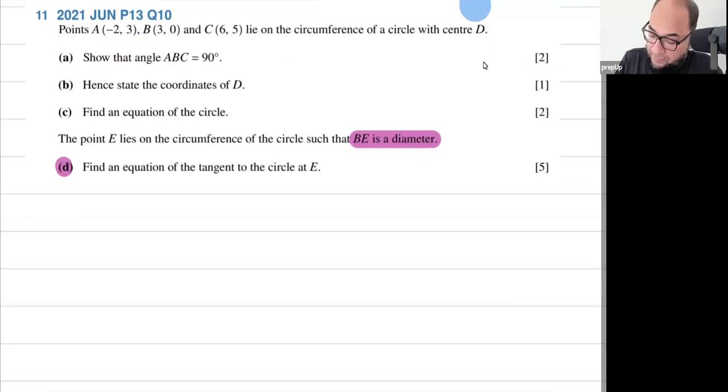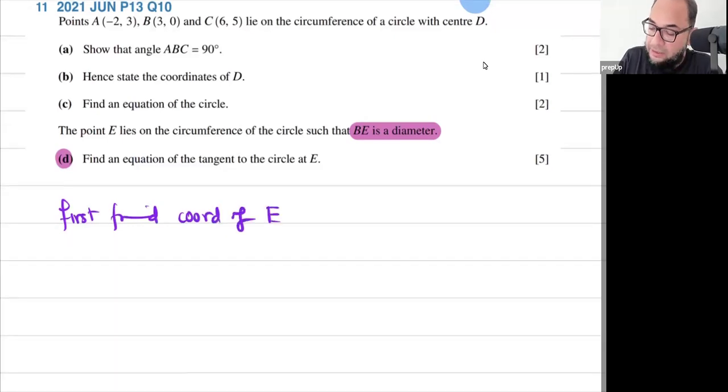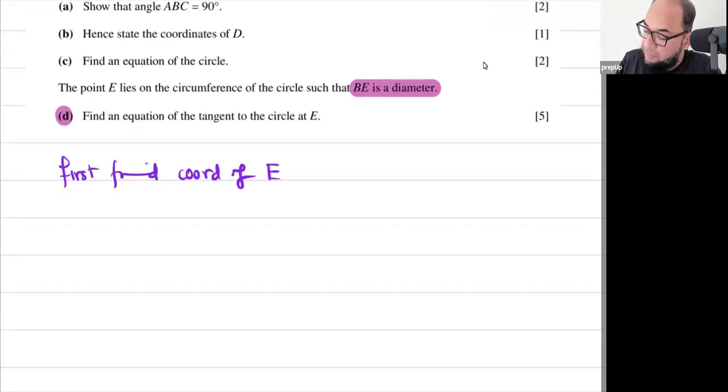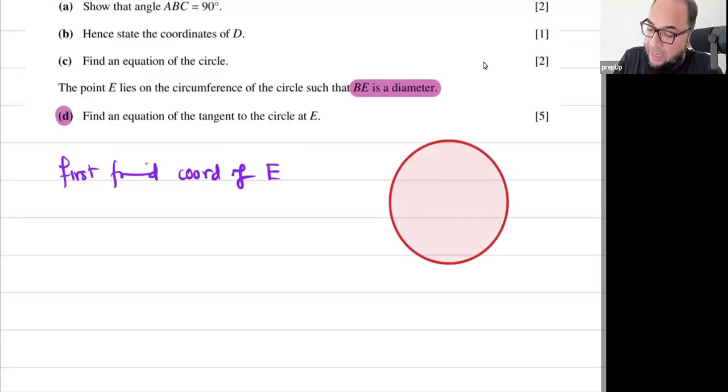So first things first, find the coordinates of E. Let me just draw a rough diagram. It's like this, and the scenario was like this. Again, a rough diagram like this. Somewhere here, that is the diameter. This one is one of the lengths. This is the other length. And by the way, this triangle was a right angle isosceles triangle because the two lengths were equal.